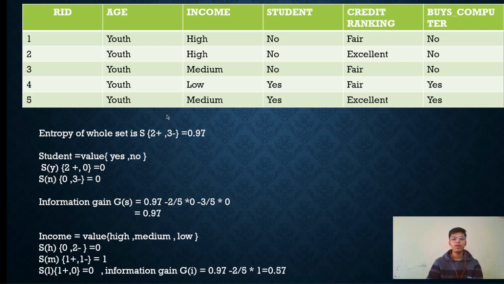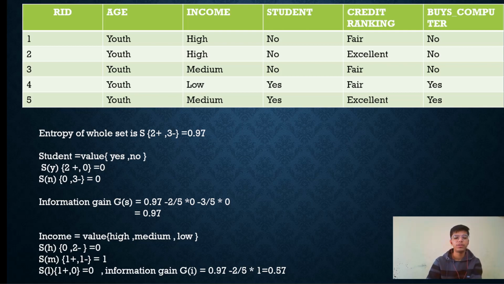Now, when we choose age, we will separate the data and make a separate table according to the value of age. So we have separated a table with respect to youth age. Here we have five total tuples. The entropy of the whole data set will now be 0.97.